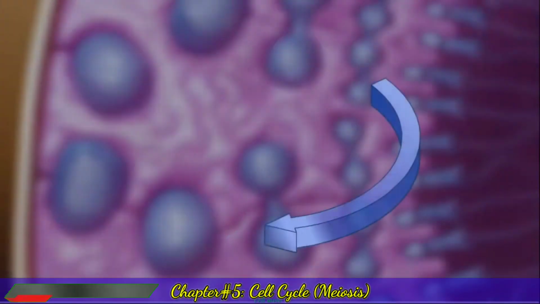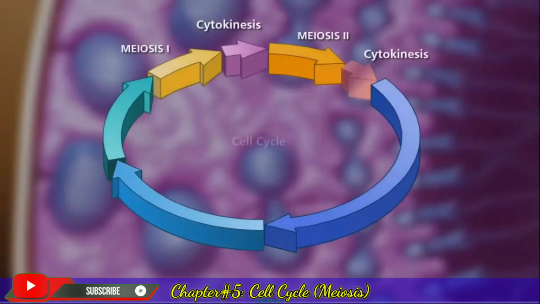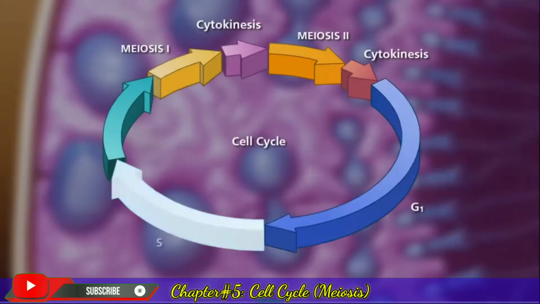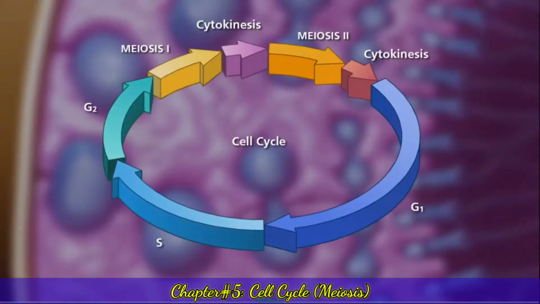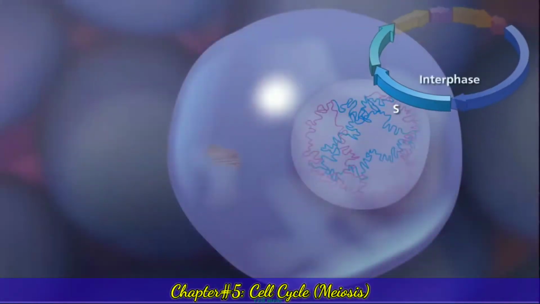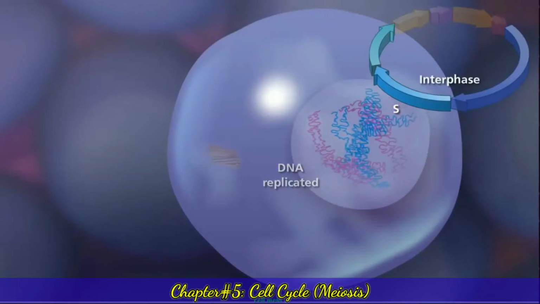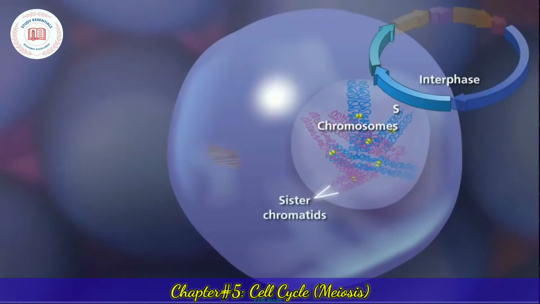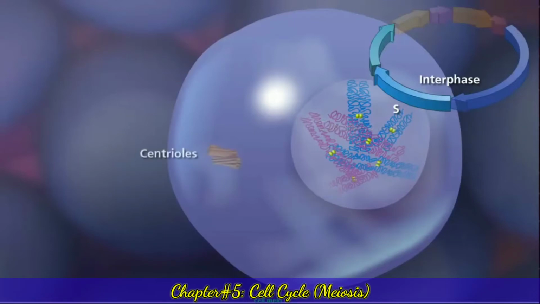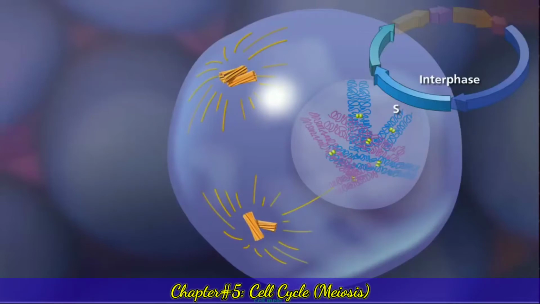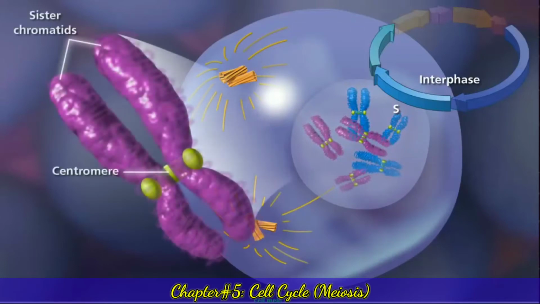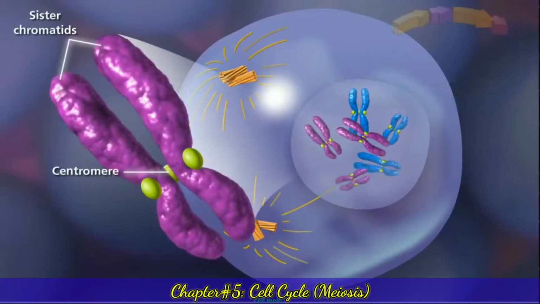As in mitosis, meiosis begins after a cell has successfully completed the G1, S, and G2 stages of interphase. During the S phase of interphase, the DNA is replicated, producing 2 copies of each chromosome called sister chromatids. The paired centrioles in the cytoplasm duplicate and begin extending microtubules that will form the meiotic spindle. Sister chromatids remain attached at the centromere and condense as the cell enters Prophase I of meiosis.